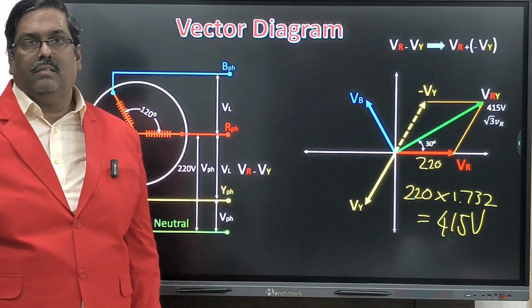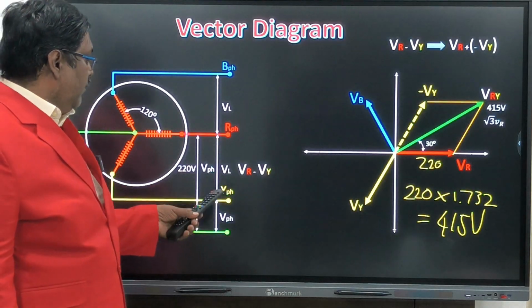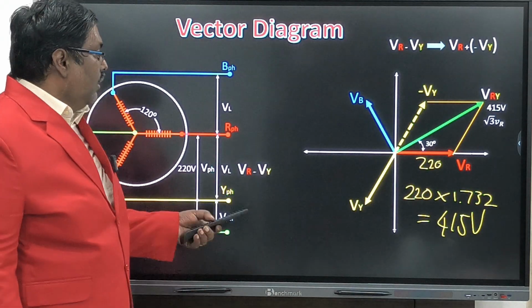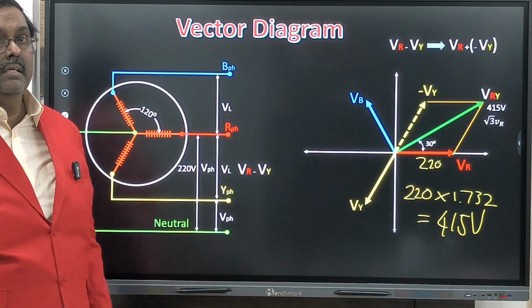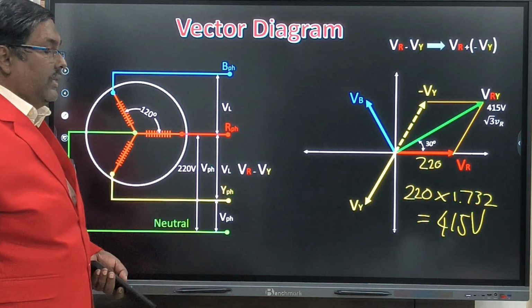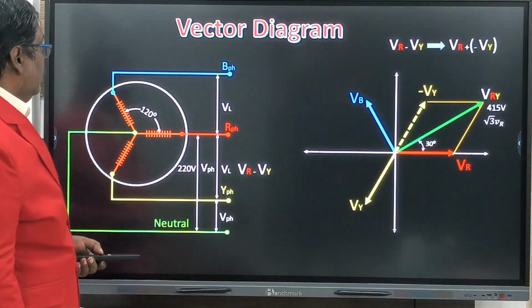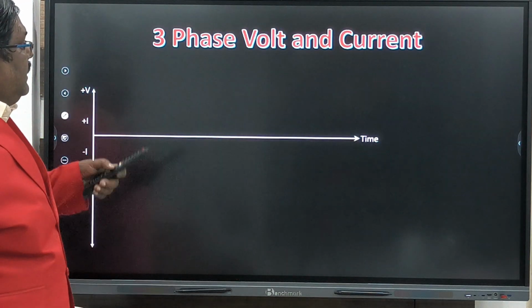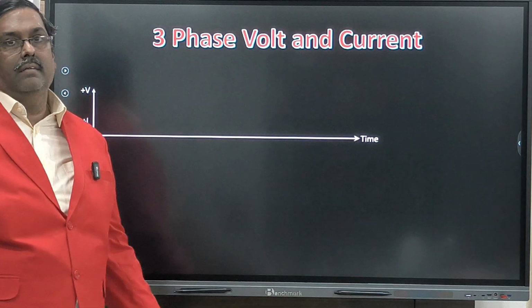You have to understand this. We cannot add directly. Okay. Now I think you got the idea how, by vector addition, our three phase voltage becomes 415 and the single phase voltage is 220. Okay. So now three phase volt and current.